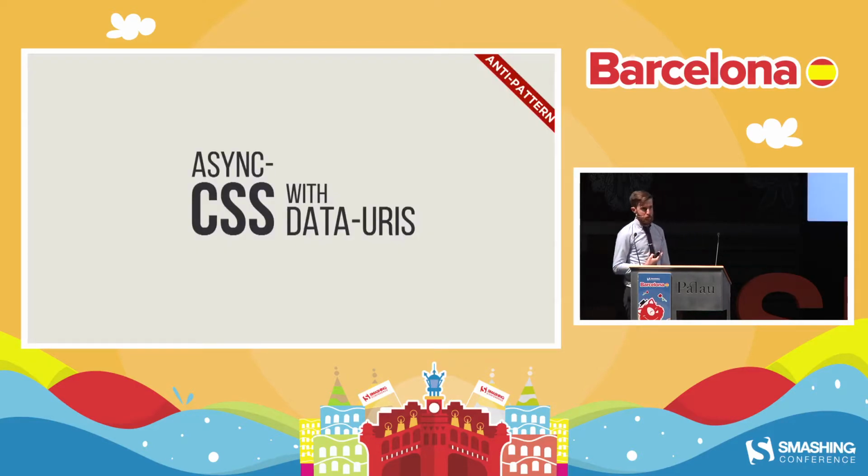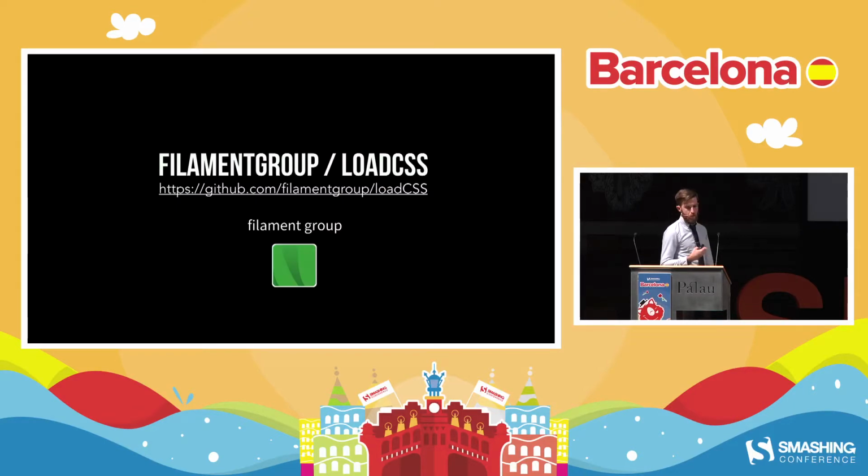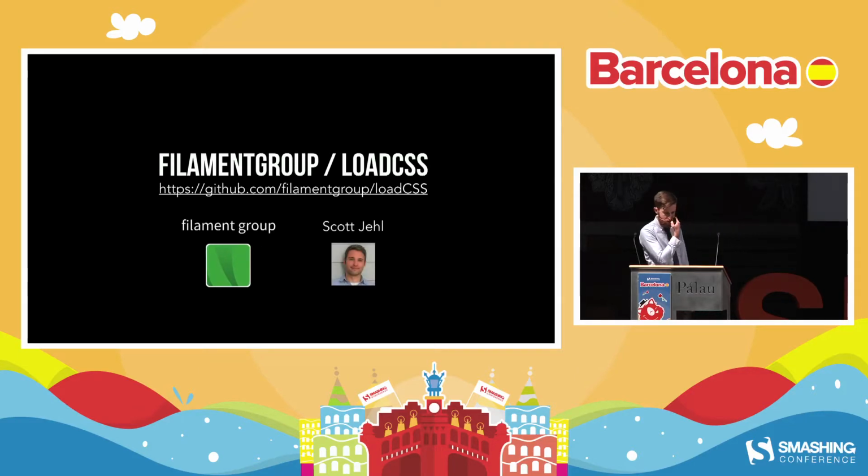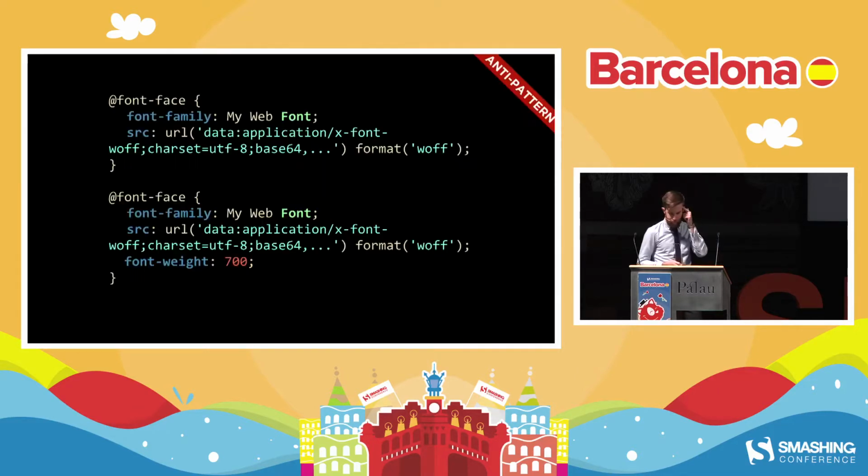Another one that we actually used at Filament Group for a while: asynchronous CSS with data URIs. And you might have seen a few articles around the web about this using local storage. It's a very similar approach. We actually have a tool called Load CSS, which is great for loading asynchronous CSS when you have divided it into critical and non-critical. But if you're using it for font loading, it's a little bit different. My colleague Scott Gell does a great job maintaining this project. He keeps it updated, he keeps it well maintained. And whenever he releases a new version of it, I say to him, "Great, Scott."